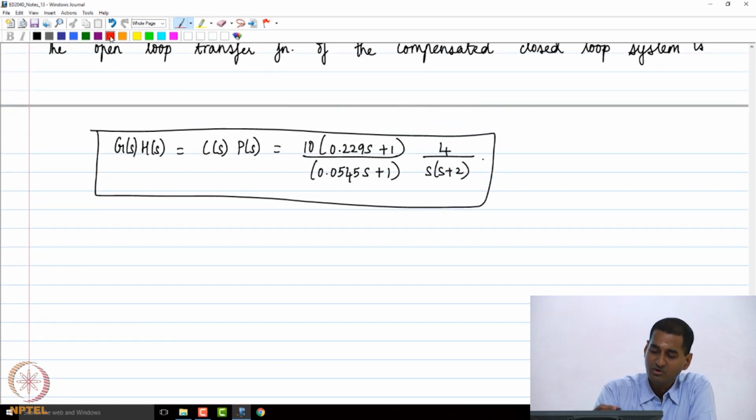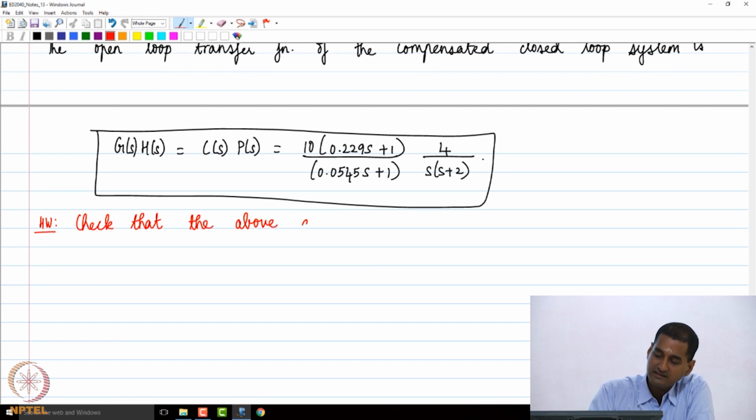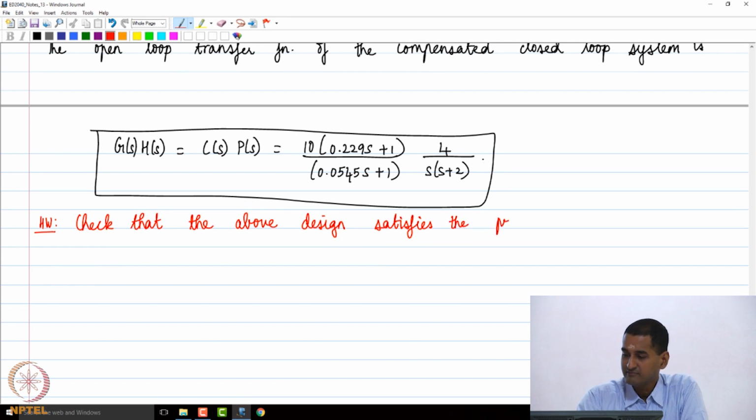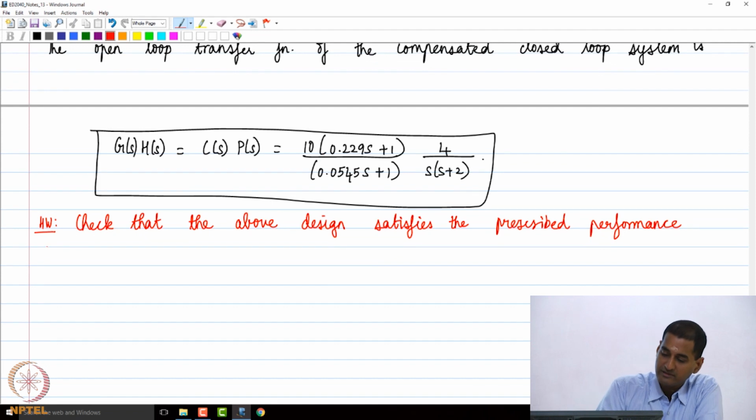Okay, so as homework, check that the above design satisfies the prescribed performance requirements. Okay, so that is a check which I want you to do.